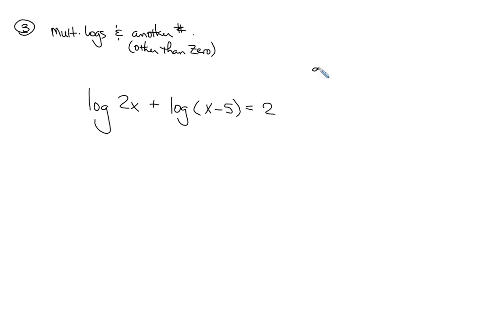So what I do is I get the logs on one side and the number on the other side. I already have that, right? But if one of the logs was over there, I would bring it back over, add it or subtract it to move it over. What we now do is condense the logs. Notice, guys, we have a log plus a log. This becomes log of what?